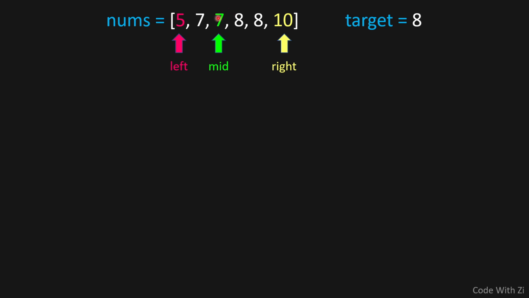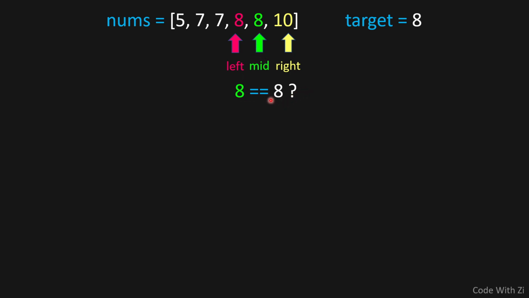So let's ignore all of these and make left equal to middle plus 1. Like so. As you can see, we've ignored all of these, and then we calculate our middle again. This time our middle is pointing to this number here. And we ask, is the number that our middle variable is pointing to equal to the target? Well, yeah, 8 is equal to 8. That's awesome. And we return mid, because this is the position of the number that we were looking for.